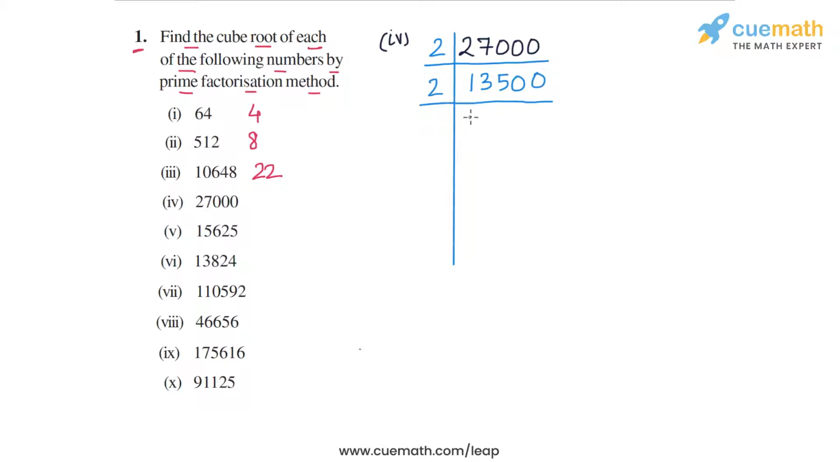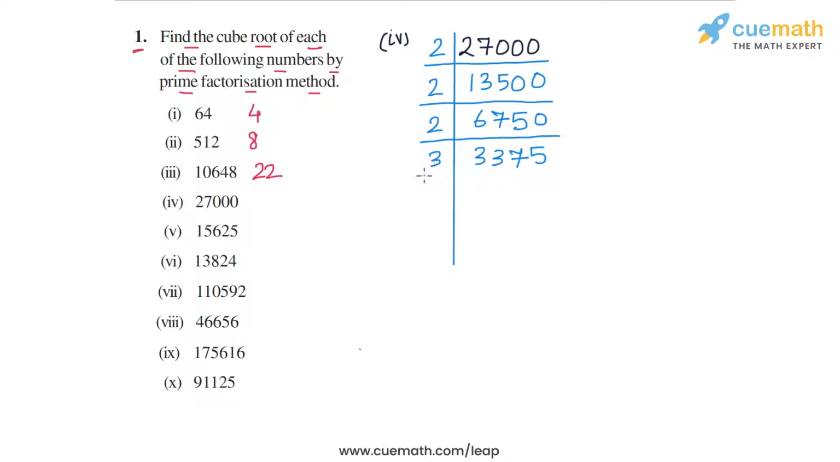Now coming to part 4, the number in part 4 is 27,000. And once again, we will prime factorize this number to find its cube root. So this number is even, so we divide by 2 and this will give us 13,500. So this is what we will obtain in the first step, 13,500. Still even, so we divide by 2 again and this will give us 6,750. This is yet again even, so we divide by 2 again and this will give us 3,375. Now this number is not even, but it is a multiple of 3.